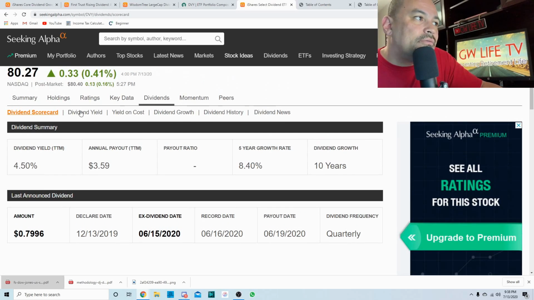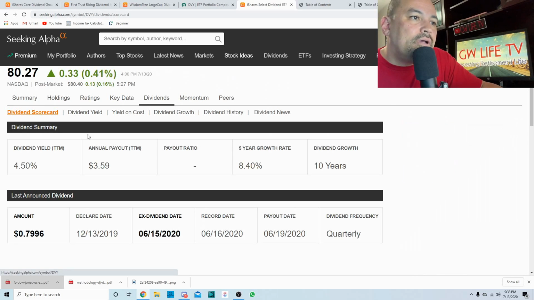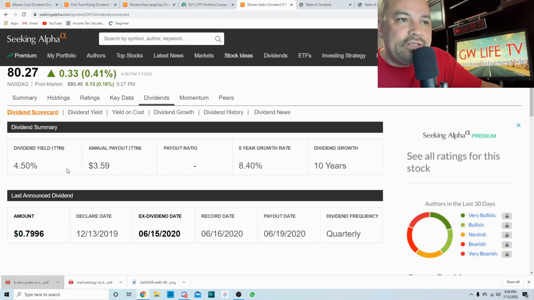So what did I want to say here? 4.5% dividend growth over 10 years. It does only pay quarterly. So people that love those monthly paying ETFs are kind of out of luck on this one.